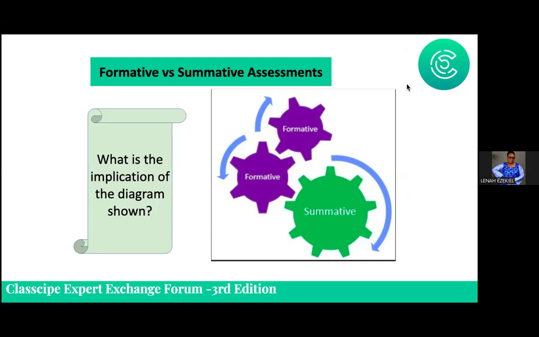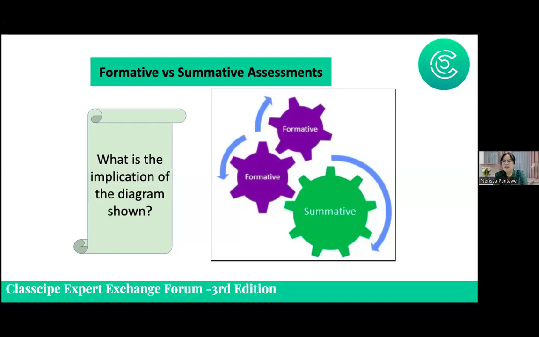Okay, thank you. This is Lena. What I think about this diagram is that no matter the amount of formative assessment, they will make up the formative. So if you give test 1, test 2, test 3, they are all formative. Then at the end, all those will culminate as the formative examination or assessment. Okay, thank you so much, Lena. Thank you for sharing that.